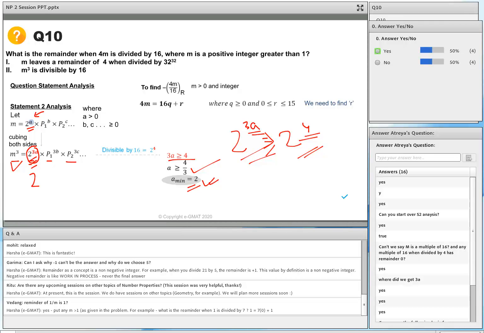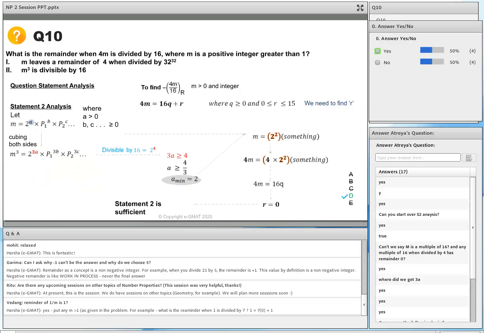So I can say that m cube is 2 to the power 6 or something greater than 6 times whatever I have. So I'm not interested more in this. I'm interested more in the power of 2. So 2 has a power of 6 or more than 6. This is something I have to consider. Now, if I have 2 to the power 6 over here, let's go into the next part.